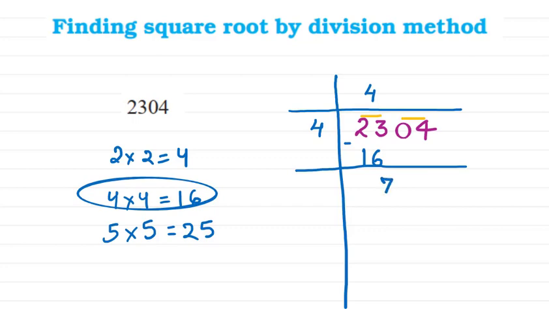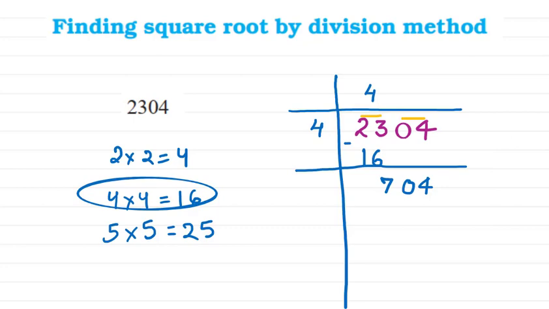In the normal division, what happens? Only one digit comes down. But in the division method for square root, you have to bring the whole pair downward. Now the whole pair will come down. Now I think this step is clear. Now the next step is very important.